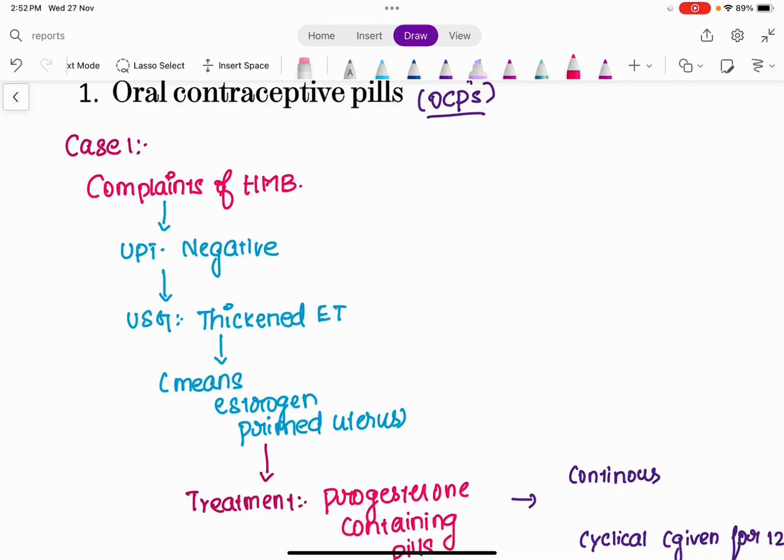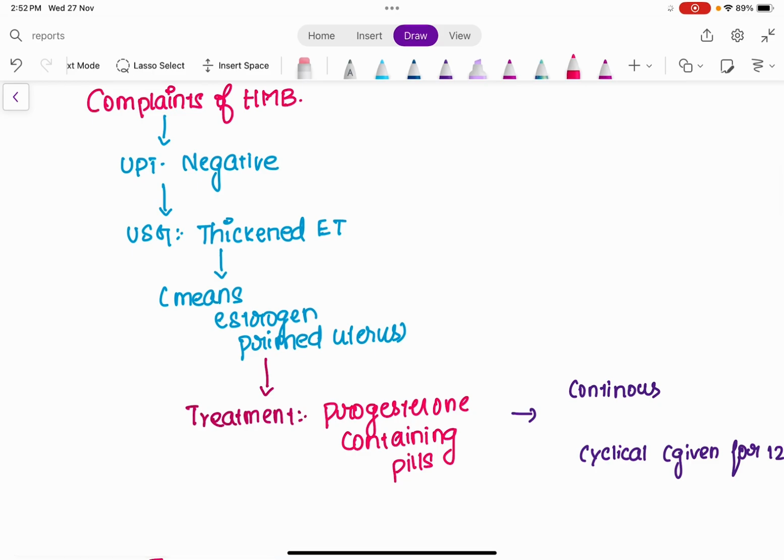Now, as I told you, in all reproductive and perimenopausal age group females, the first investigation is to send her for a urine pregnancy test in order to rule out any pregnancy. She has done her UPT and it came out to be negative. Since the UPT is negative, I have to send her for ultrasound, that is transvaginal sonography. In transvaginal sonography, the endometrial thickness is very thick. So the ET is thickened, right? The endometrium is thickened on ultrasound.